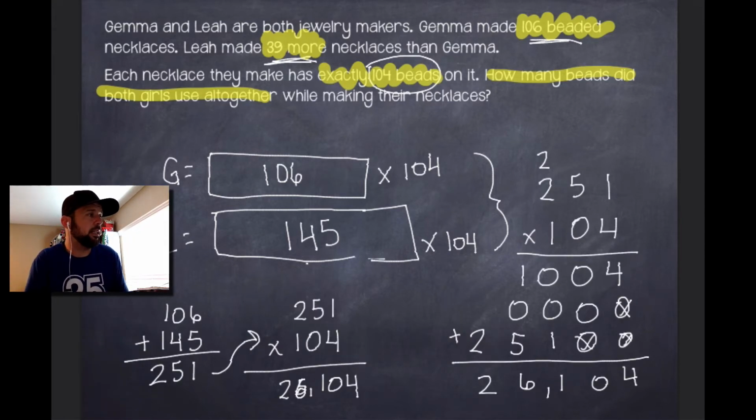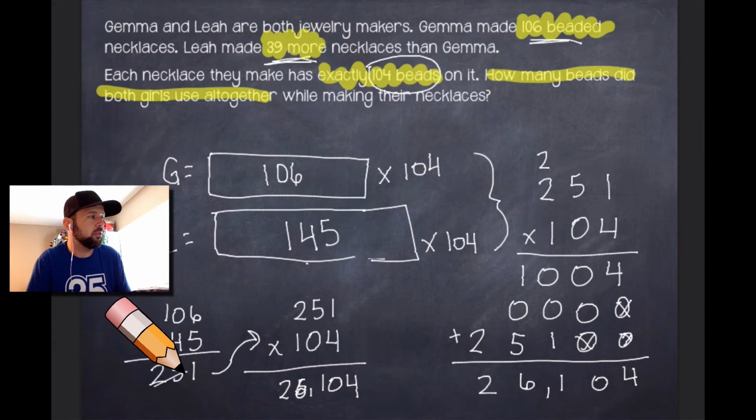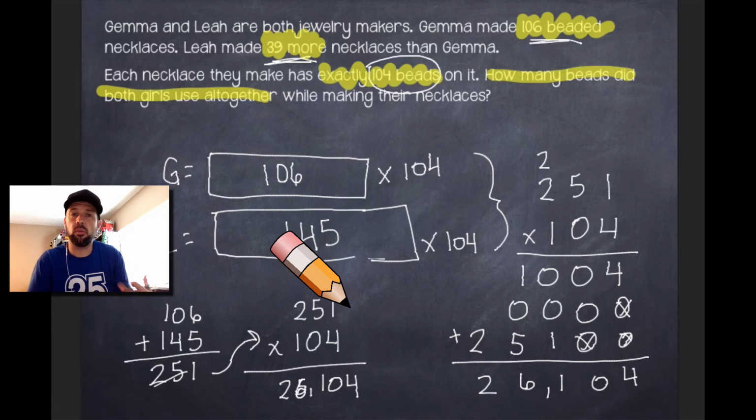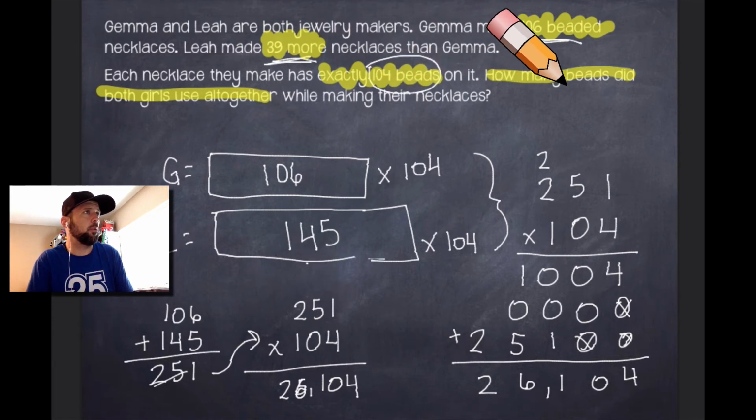So this is what I did. First off, I added up the necklaces they made, so both amounts of necklaces. We have the 106 from Gemma, the 145 from Leah. I added those up and got 251. So I knew that they made 251 necklaces together, right? So that's good, but we want to know how many beads they used altogether.